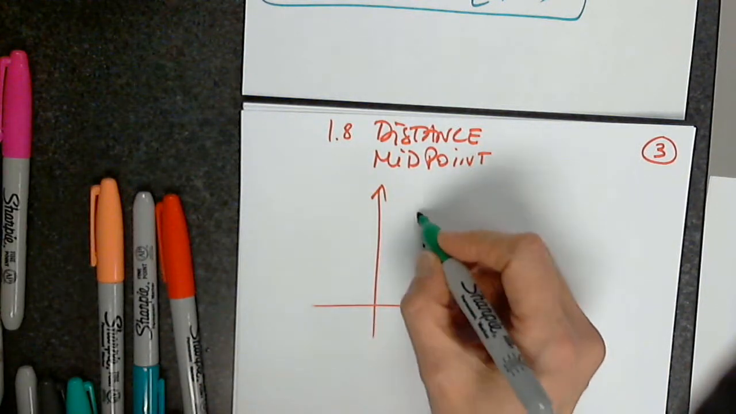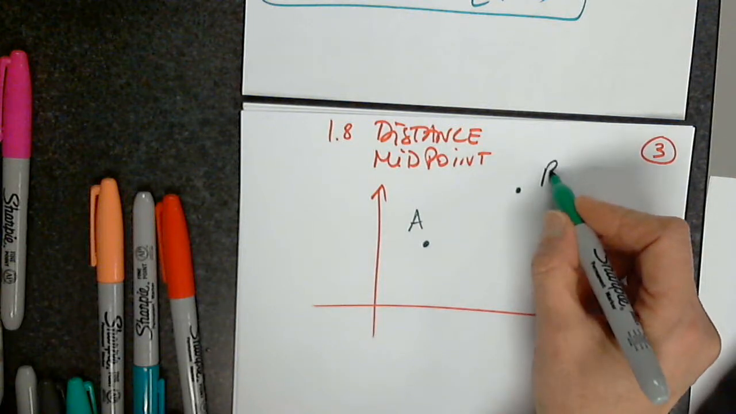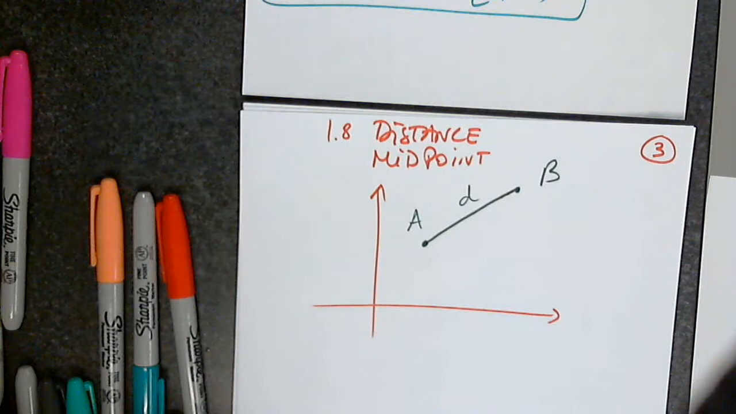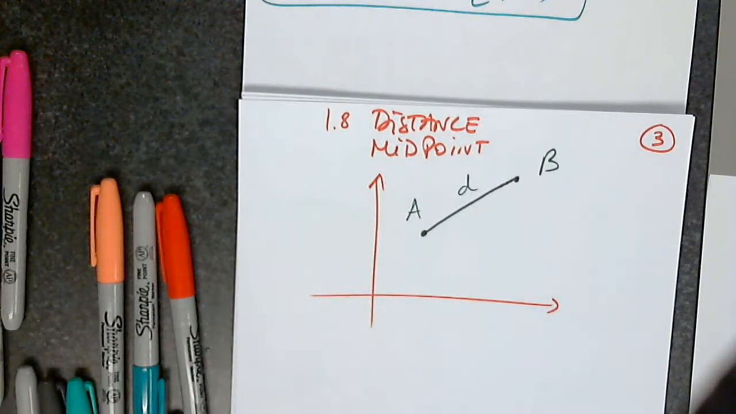I'm going to call this point A. I'm going to call this point B. And I would like to determine the distance between the two. Again, in your notebook, if you start creating something like this, I would identify what the distance is and what the formula for the distance is, and so on and so forth.